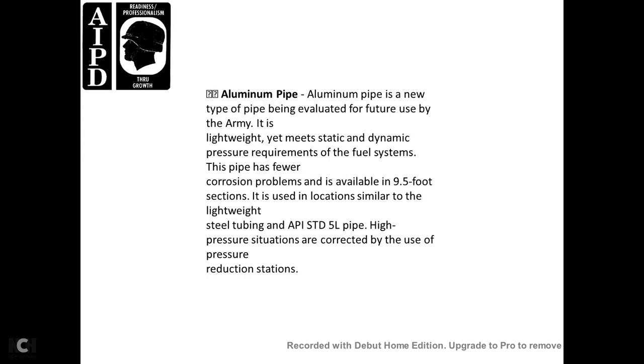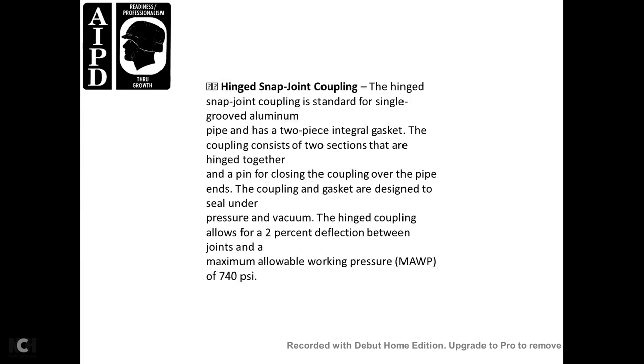Aluminum piping is a new type of pipe that is being evaluated for future use in the Army. It is lightweight yet meets the static and dynamic pressure requirements of the fuel system. The pipe has fewer corrosion problems and is available in 9.5-foot sections used for location similar to the lightweight steel tubing. The API standard 5L pipe with a high pressure situation is corrected by use of pressure reduction stations. Hinge snap joint coupling. The hinge snap joint coupling is standard for the single groove aluminum pipe, with a two-piece integral gasket coupling consisting of two sections that are hinged together, with a pin closing the coupler over the pipe ends.